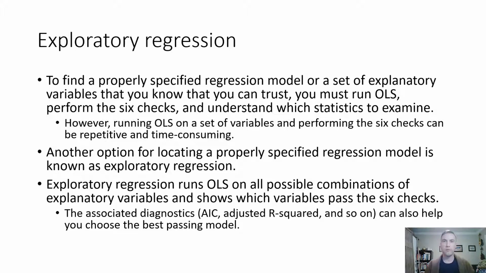So if you got 5 different variables, it's going to run variable 1 and 2 together, 1 and 3 together, 1 and 4 together, 1 and 5 together, 2 and 3, 2 and 4, 2 and 5, and so on and so forth. Okay, so it finds the right combination to best pass the 6 checks. All right, so remember that AIC number from last week. The goal is to find the lowest AIC and the best adjusted R-squared number for your combinations. So the associated diagnostics, as I said, AIC and adjusted R-squared, can also help you choose the best passing model.